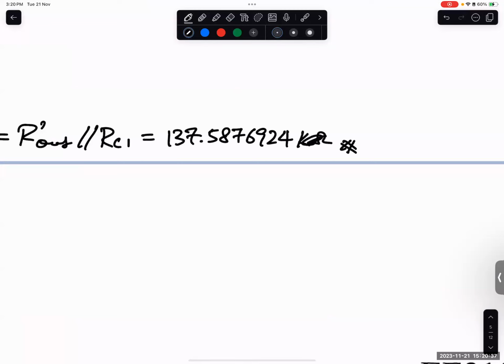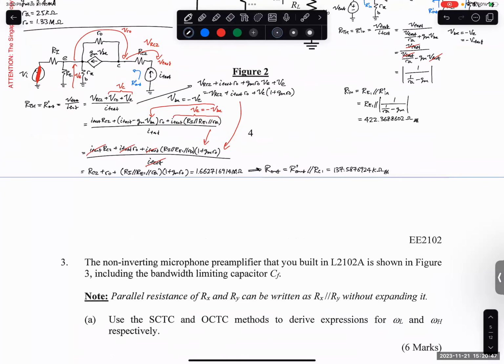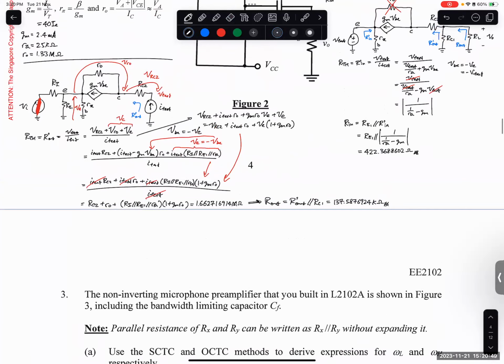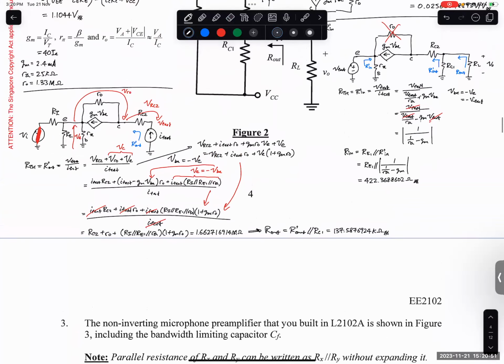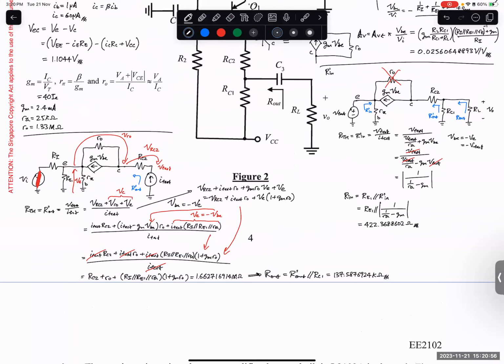RL is from here to here. RL doesn't come in. Okay, question 2 done. R out will not be a function of RL. RL is variable. You take out RL, you look at what's inside. What does RL see? What does the load resistor see? It sees what resistance. That's the R out.